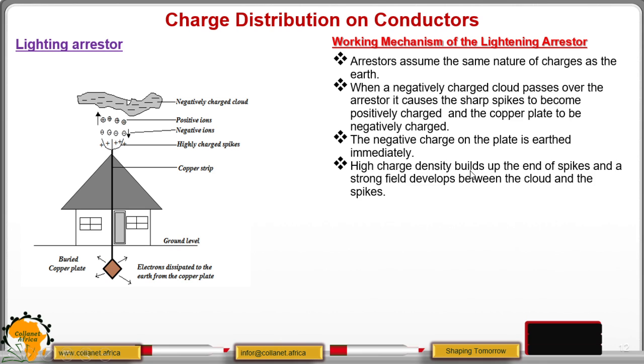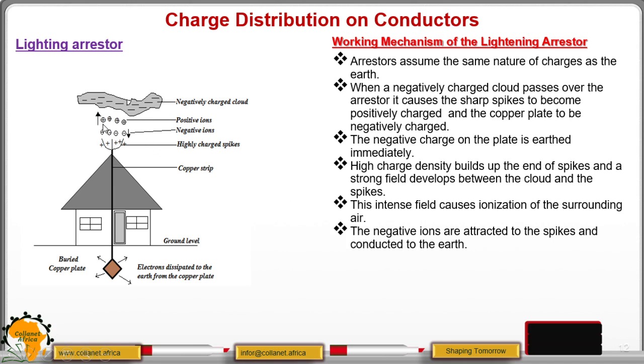Now, a high charge density builds up at the end of the spikes. The charges are highly concentrated, and because they are highly concentrated, a very strong field develops between the cloud and the spikes. There will exist a strong field between them. Now that field ionizes the air that is surrounding. The air particles in between are ionized.